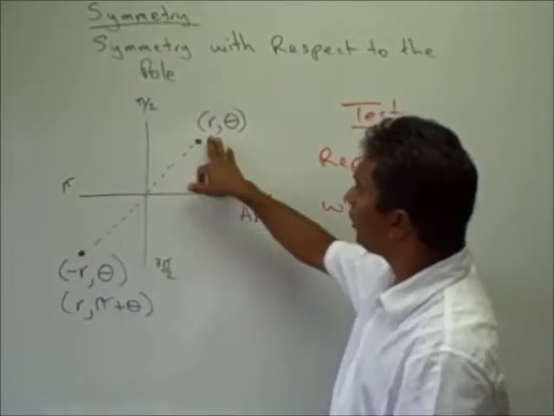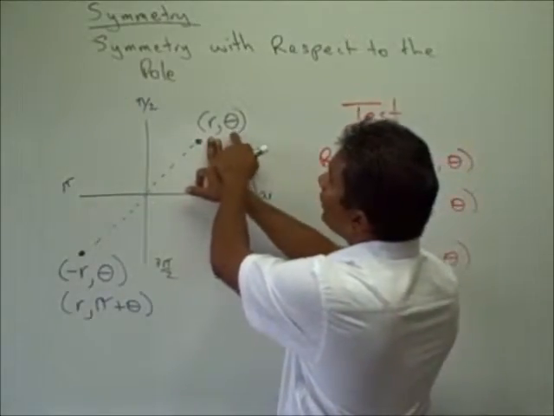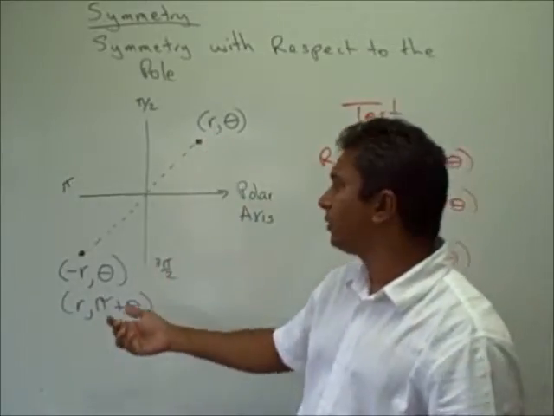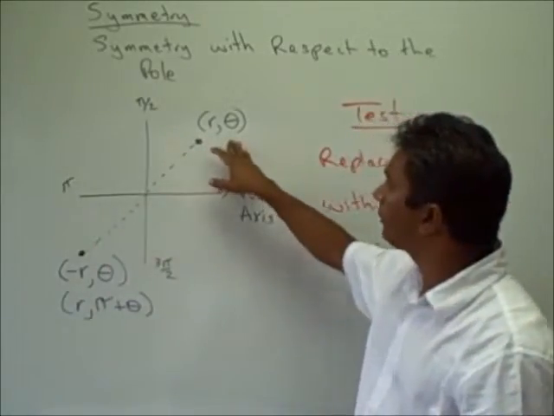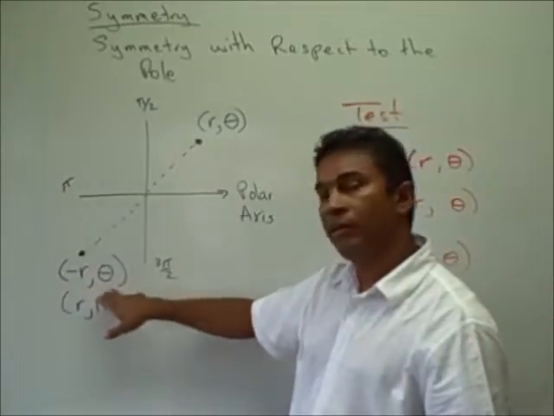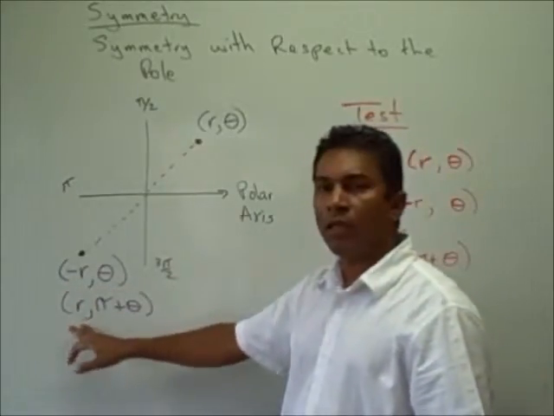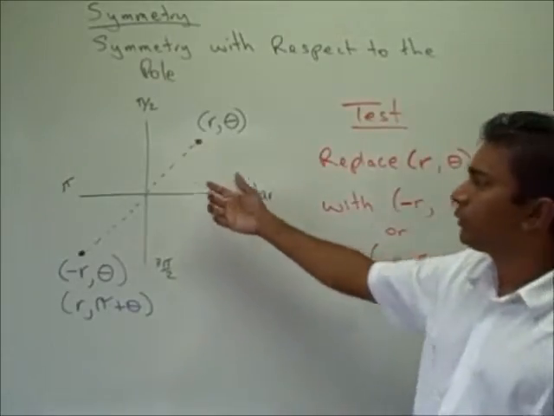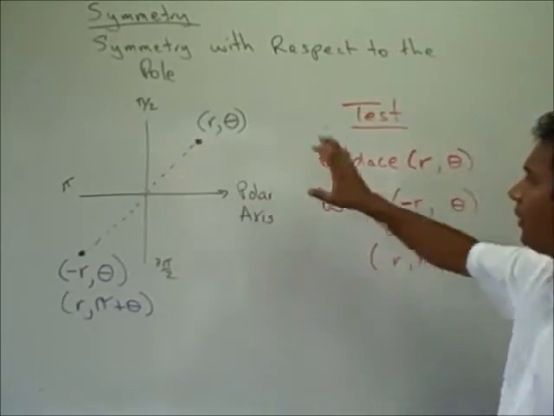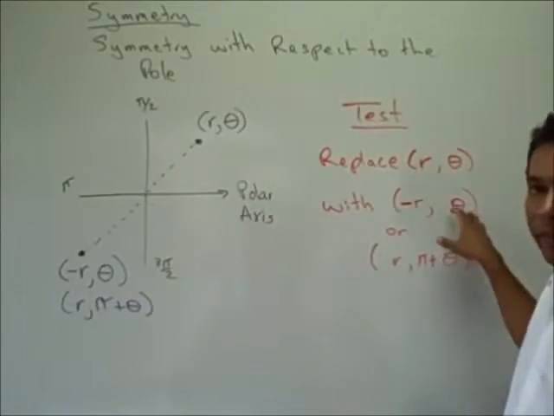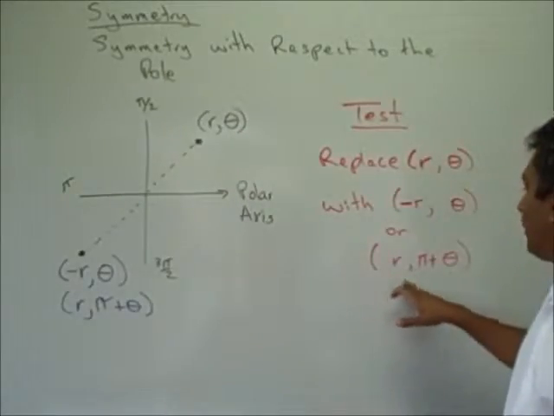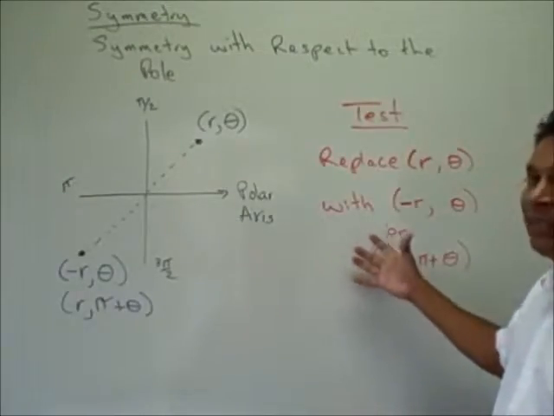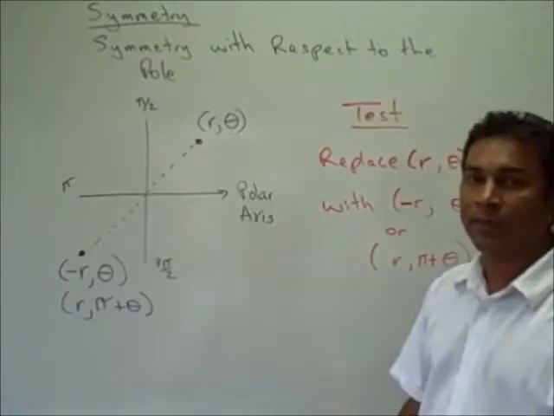Or we could keep r and add 180 degrees or pi to theta to take it all the way around here. So our two alternatives for the reflected point around the pole would be (negative r, theta), or (r, pi plus theta). So to test for symmetry with respect to the origin, we're going to replace (r, theta) with (negative r, theta), or with (r, pi plus theta). Now we're going to look at a couple of examples that demonstrate the test for all three types of symmetry.